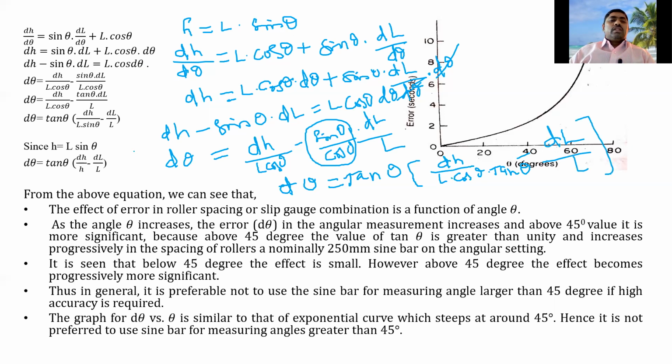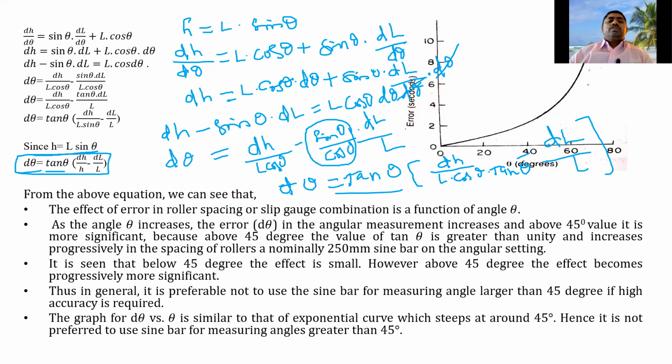So finally we can write d theta is equal to tan theta, and here tan theta you can write as sin theta by cos theta. Cos theta gets cancelled. You will get L sin theta, and that L sin theta is nothing but the h. You will get dh by h minus dL by L. So this is the relation we can obtain in terms of the error in the angle d theta.